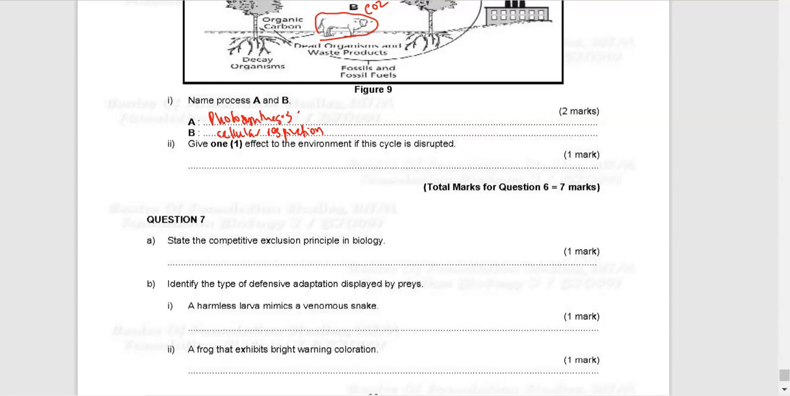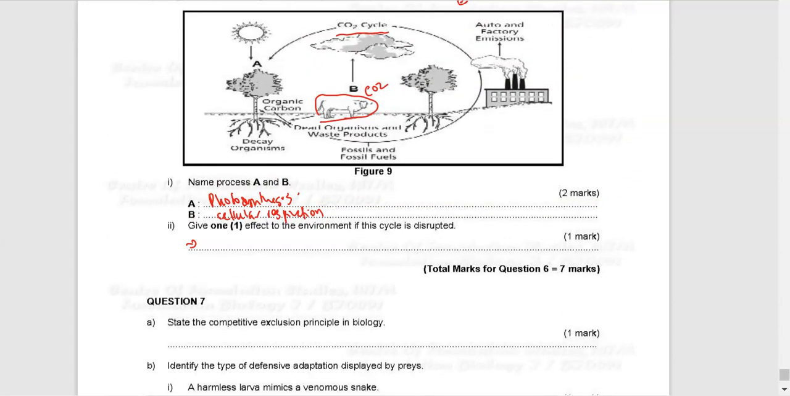Okay, so question 2, give one effect on the environment if this cycle is disrupted. If the carbon cycle were to be disrupted, for example, if there's no photosynthesis, this will increase carbon in the atmosphere. Excess carbon in the atmosphere leads to a temperature increase, which warms the biosphere, or it could lead to global warming or acid rain.